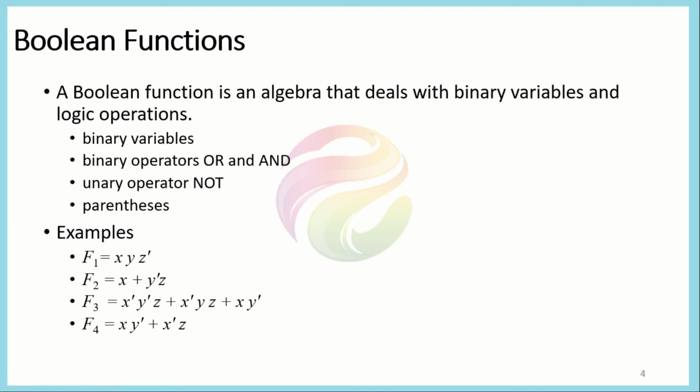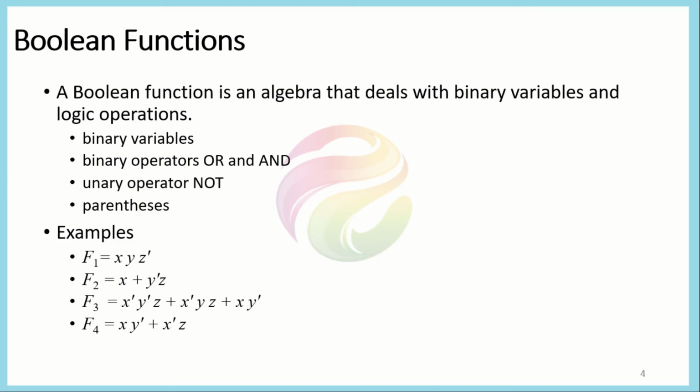Now we will discuss the Boolean functions. So far we have done the Boolean operators or the binary operators. A Boolean function is an algebra that deals with binary variables and different logic operations. It will involve a few binary variables, just like x and y, which we have discussed in the examples. Then we will have operators like OR and AND, which are also binary operators. Then we have unary operators like NOT, which is the complement, and we may also have some parentheses.